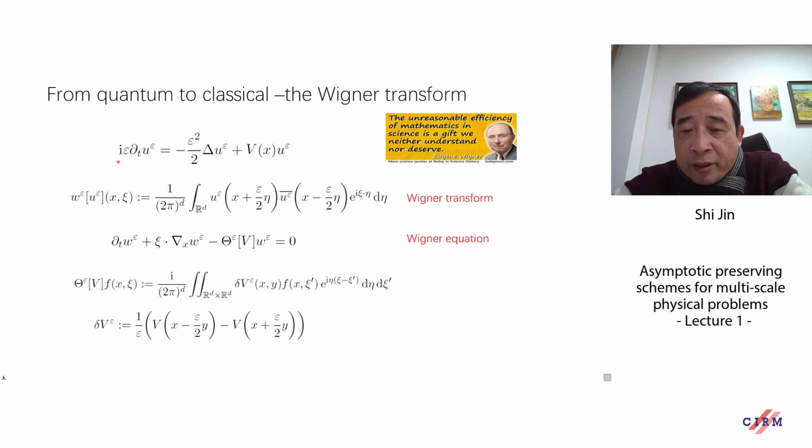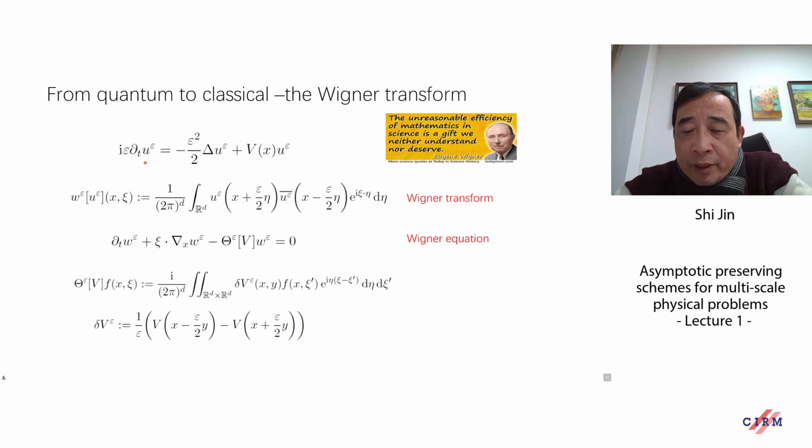Depending on the circumstance, when it's dimensionless, I use this epsilon, which is a dimensionless parameter, the semi-classical scaling. When epsilon is order 1, we are in the quantum regime. When epsilon becomes very small, that's what we know as the classical limit.